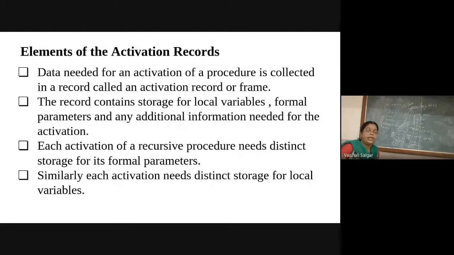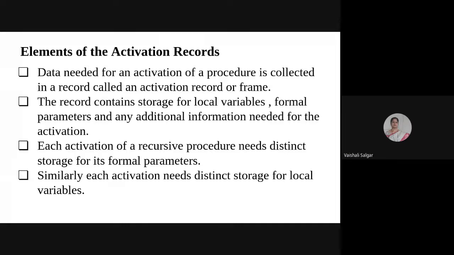So for the activation record, the data needed for the activation of the procedure is collected and stored as a record, which is referred to as a frame or an activation record. The record contains the storage for local variables, formal parameters, and any additional information needed for the activation. As I just now mentioned, the return address also.